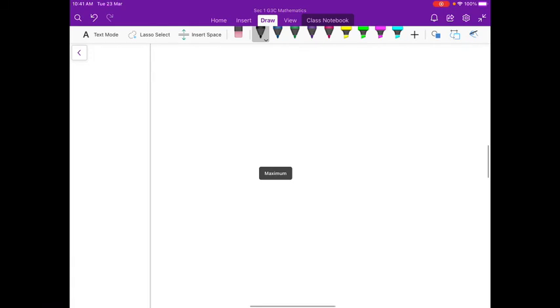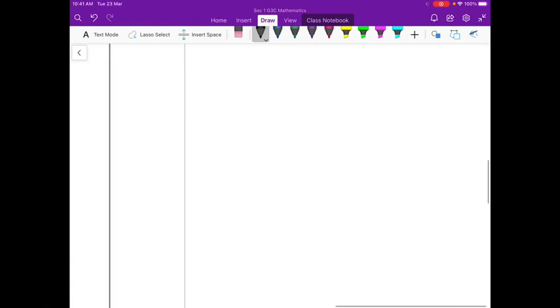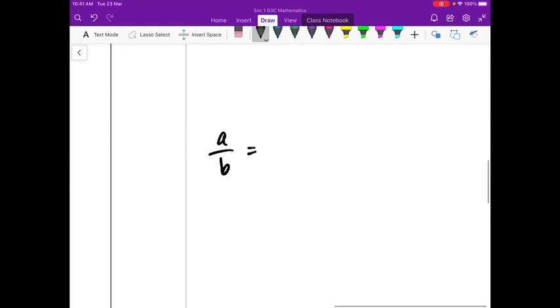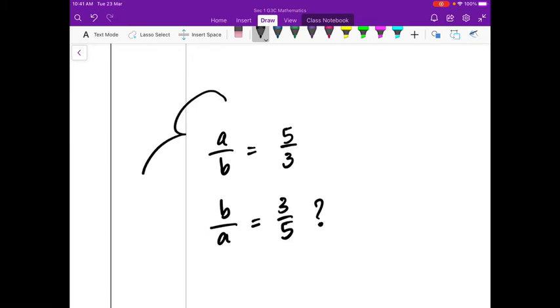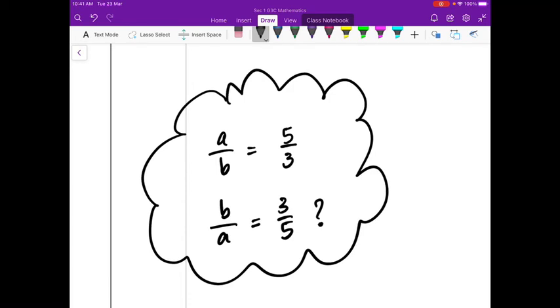By the way, just now when I said, here, I'll give you an example. A over B equals to 5 over 3, for example. If A over B is equal to 5 over 3, can you tell me what's B over A? Is it 3 over 5? Okay, so this is something for you to think about, okay? This relationship. Can I just flip both the numerator and denominator? You should know the answer already.